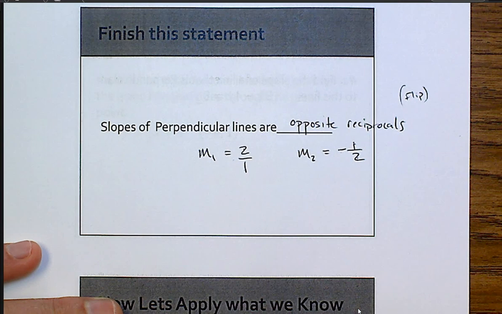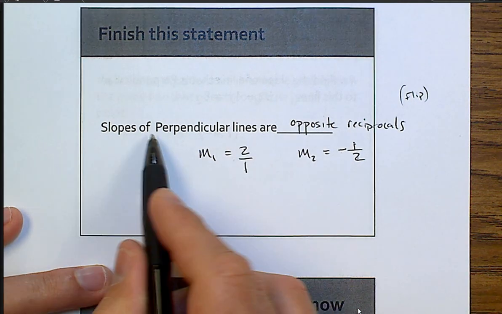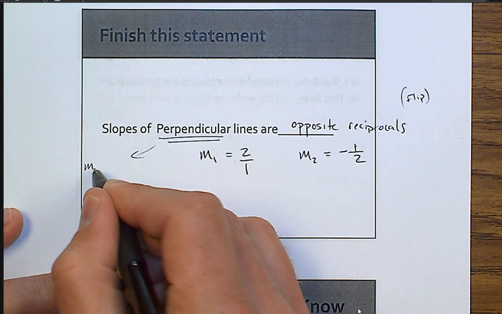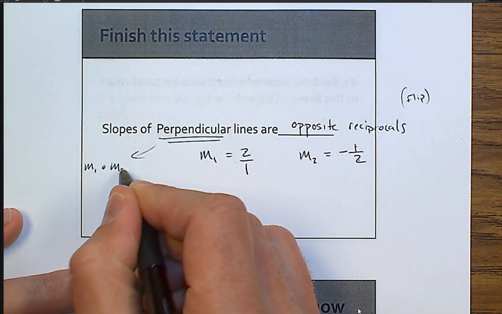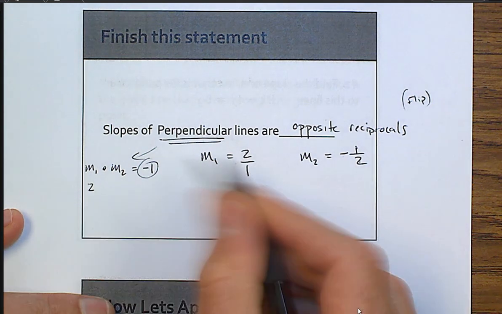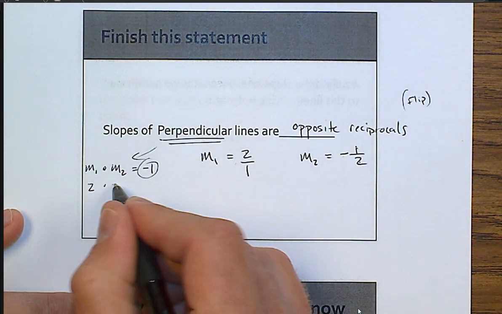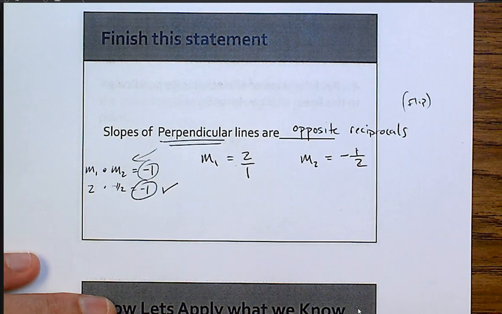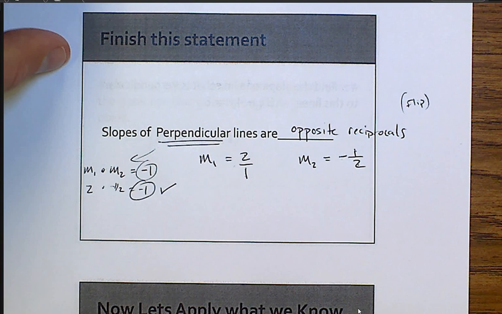Another way you can tell if 2 lines are perpendicular is if you take the 2 slopes and multiply them together, you get negative 1 as the output. So 2 over 1 is 2, times negative 1/2, you get negative 1. Check. So that's another quick check for perpendicular lines. All right, now let's apply it to some problems here.